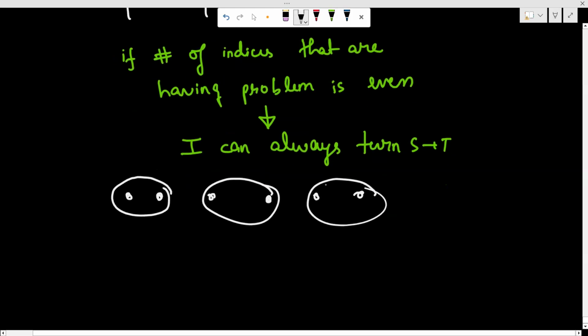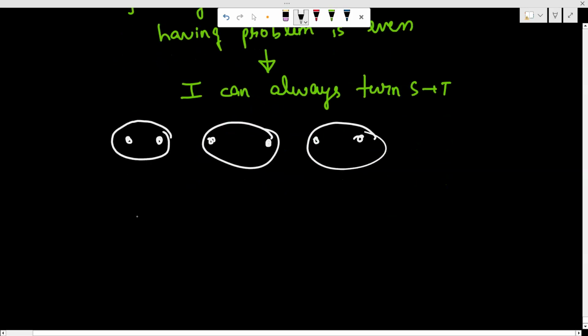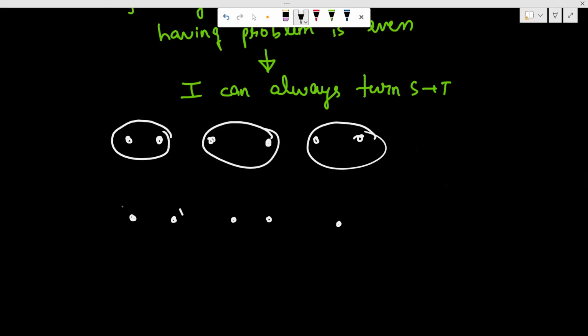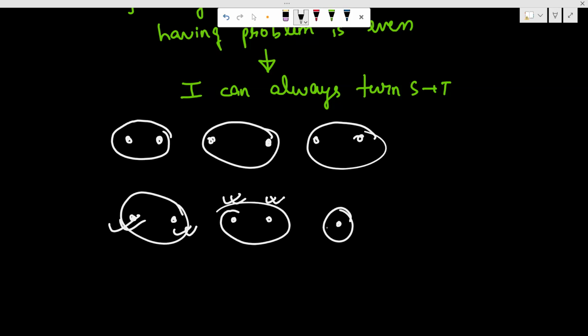But if I have an odd number of indices that are having the problem, so let's suppose these indices have the problem for now, then I can never turn S to T. Because let's suppose I choose these two indices first, then this will become corrected. Then I choose these two indices, they will become corrected. Now I have in the entire string S only one index that has the problem. So if I use any other index to correct this particular index, then the index that I used afterwards will now have the problem, and the step will just go on continuing an infinite number of times.